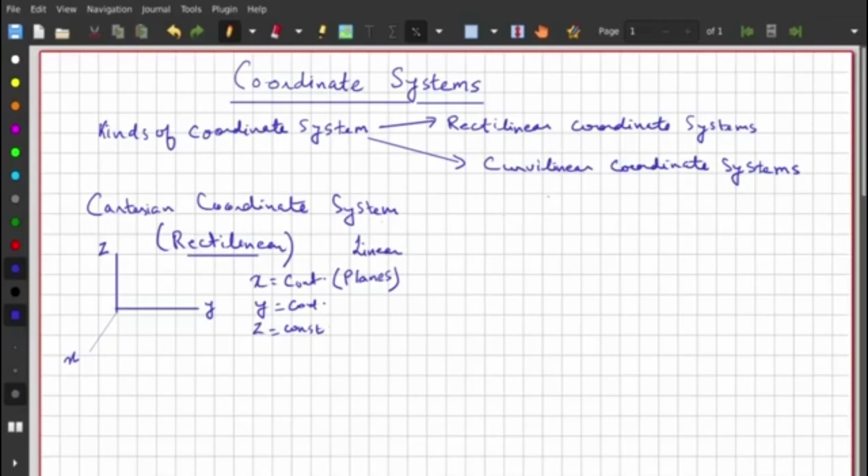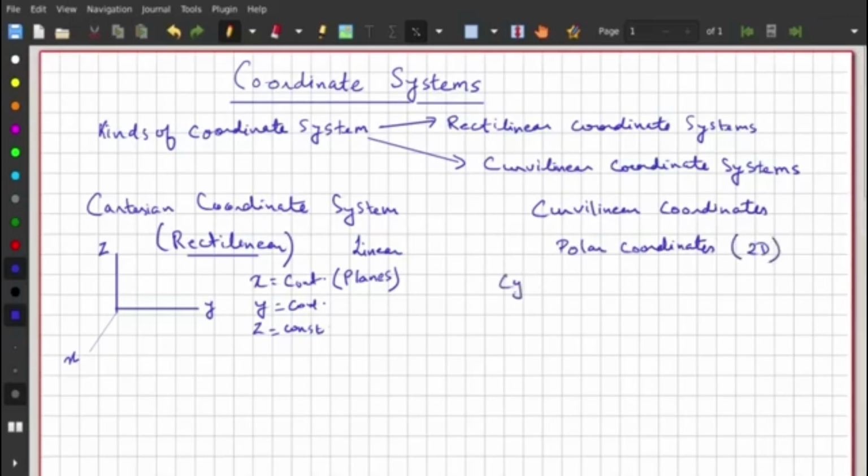Okay, and on the other hand, examples of curvilinear coordinates are, for example, polar coordinates, and this is in two dimensions, and we have the cylindrical coordinates, and then we have the spherical coordinate system, and that is in 3 dimensions.